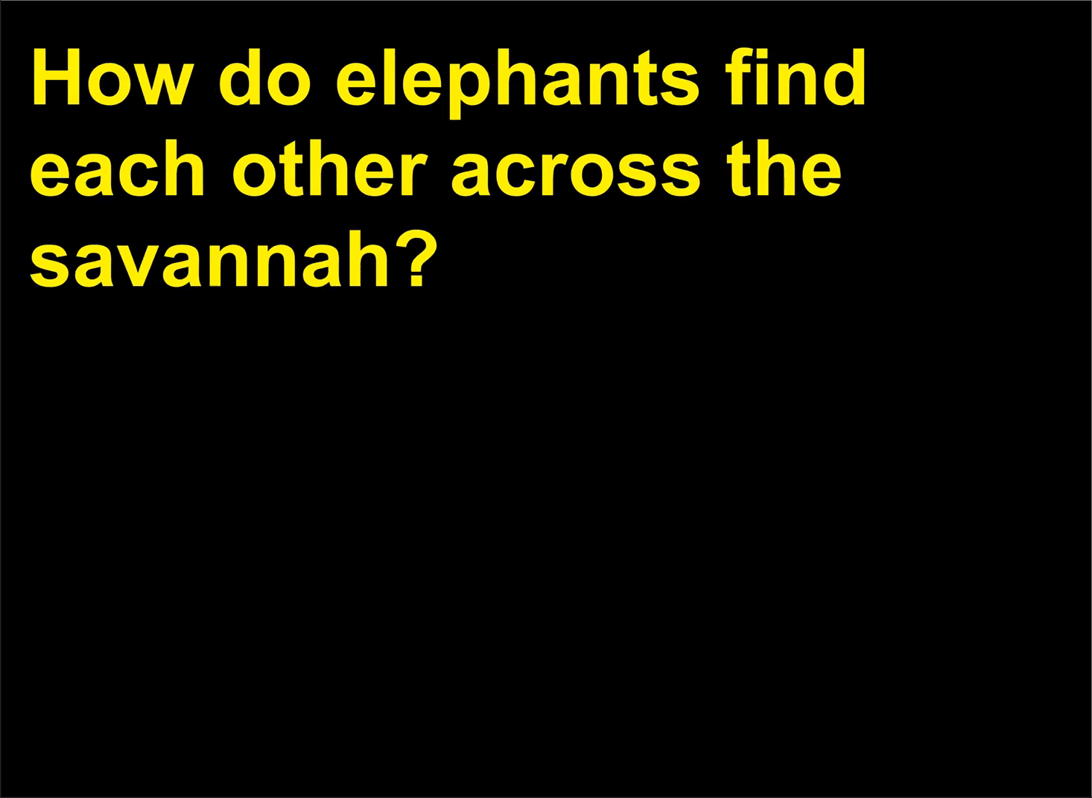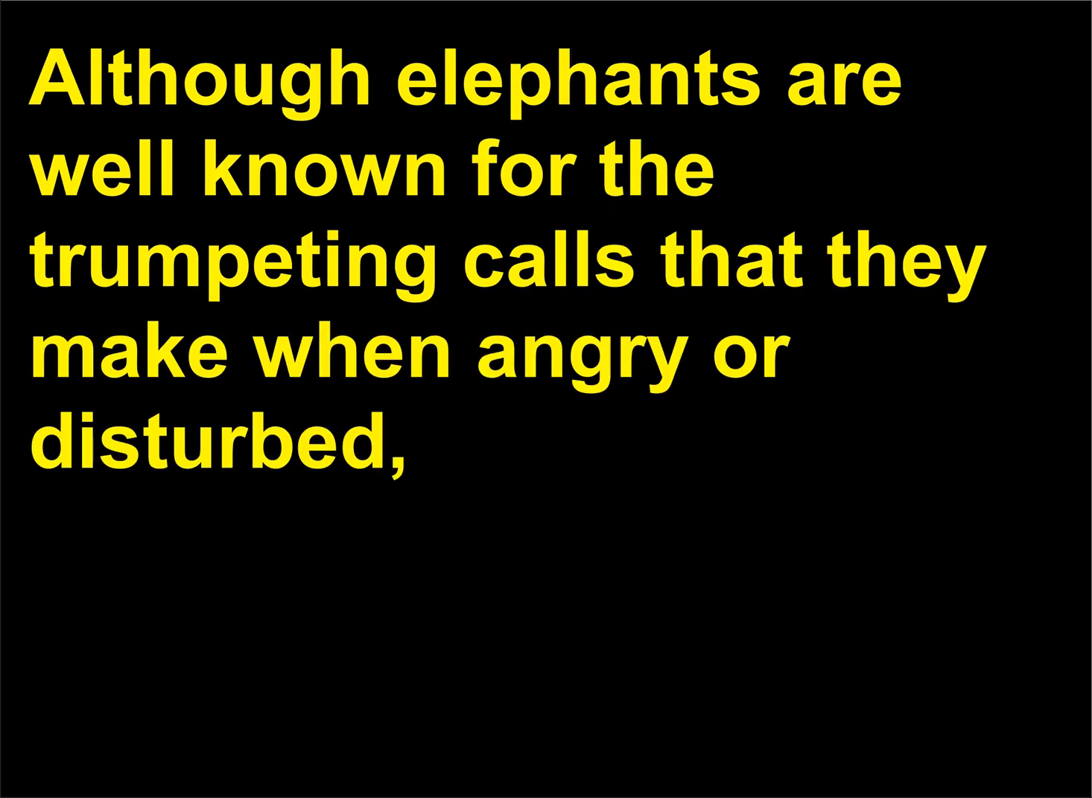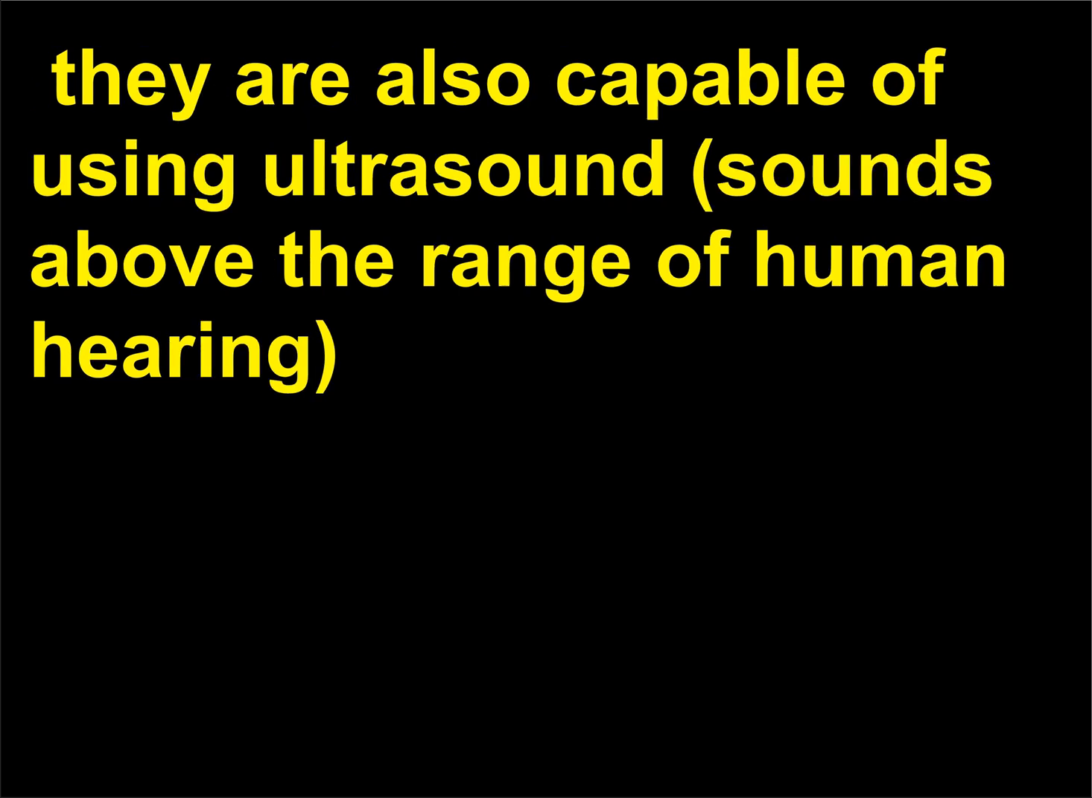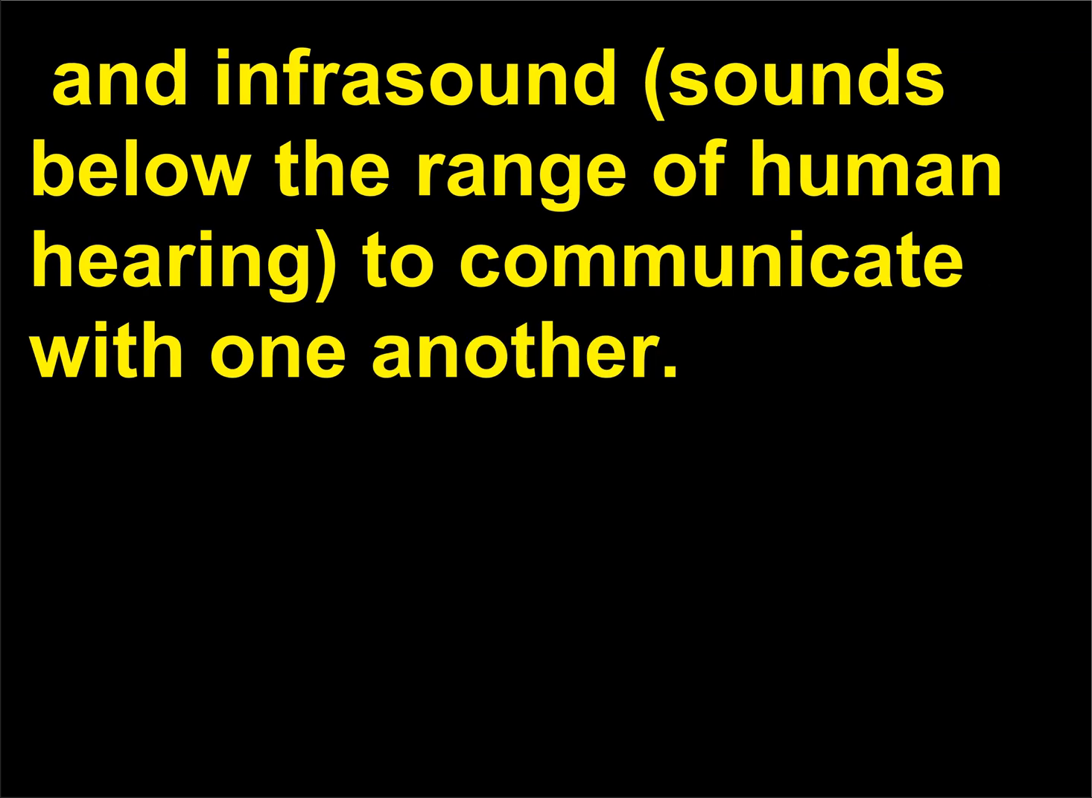How do elephants find each other across the savanna? Although elephants are well known for the trumpeting calls that they make when angry or disturbed, they are also capable of using ultrasound, sounds above the range of human hearing, and infrasound, sounds below the range of human hearing, to communicate with one another.